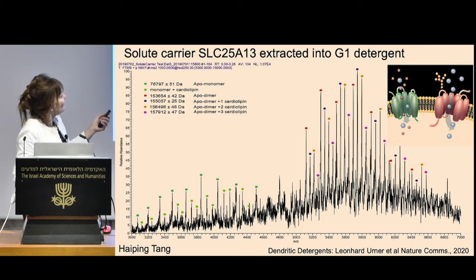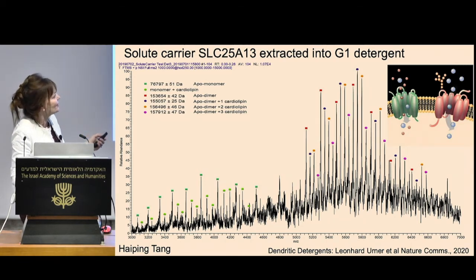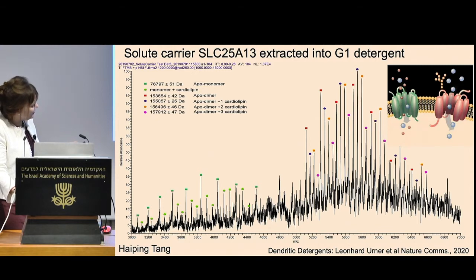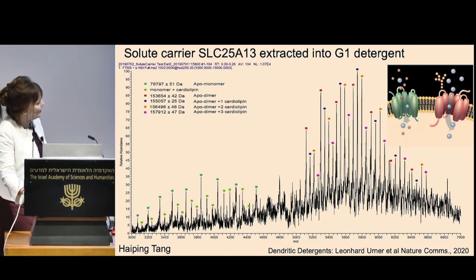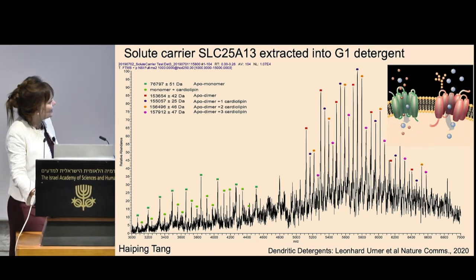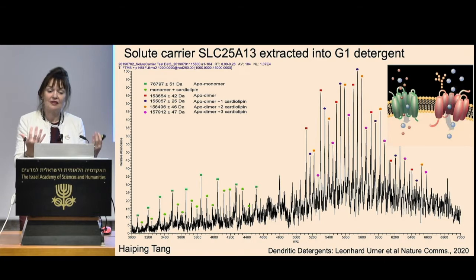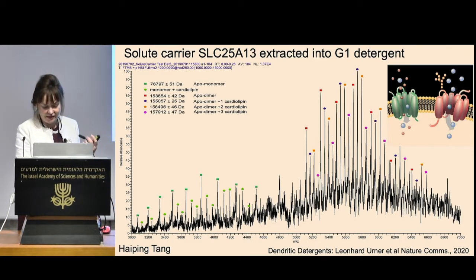So this is solute carrier 25A13. And first of all, we extracted it in detergent, and this is one of our in-house G1 detergents, which works quite nicely. And it's a dimer, and it's got a lot of lipid binding, 1, 2, 3 cardiolipins. But again, is this something that we're forcing with the detergent, or is it as it is in the membrane?